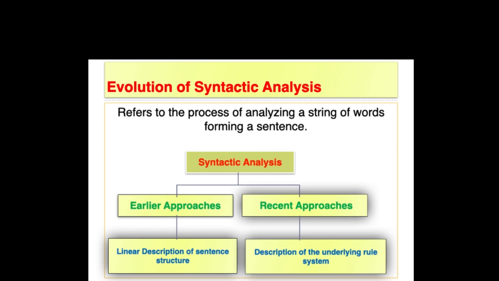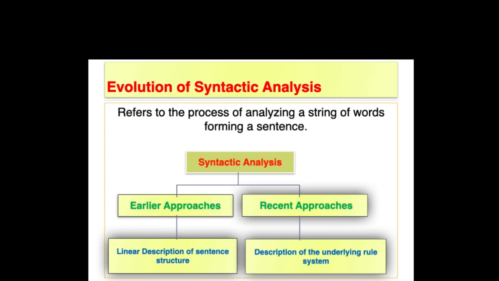Now, syntactic analysis allows us to have an understanding of how sentences are formulated, what kind of rules govern them, and also what kind of typical order they follow. So it's about the order, it's about arrangements.